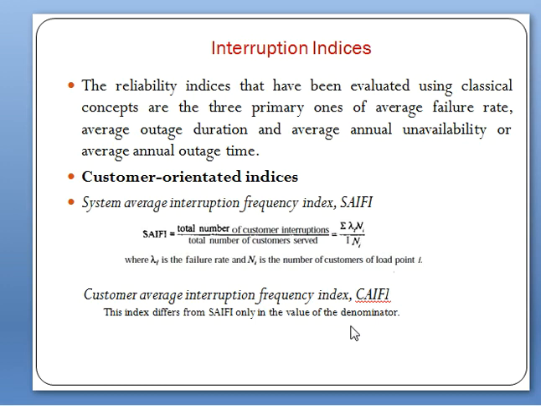In this, the total number of customers interrupted is divided by the total number of customers affected, not served. That is called the customer average interruption frequency index.